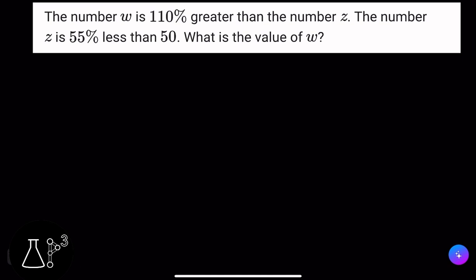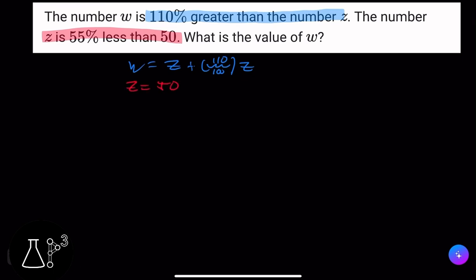So I'm given that the number W is 110% greater than the number Z. So I can rewrite that as W equals Z plus parentheses 110 divided by 100, which equals Z. Then I'm given, I'm going to highlight this in red, that the number Z is 55% less than 50. And we can actually calculate that.